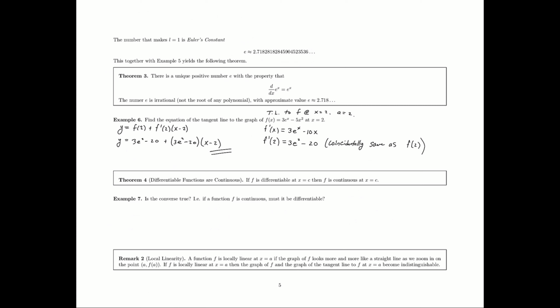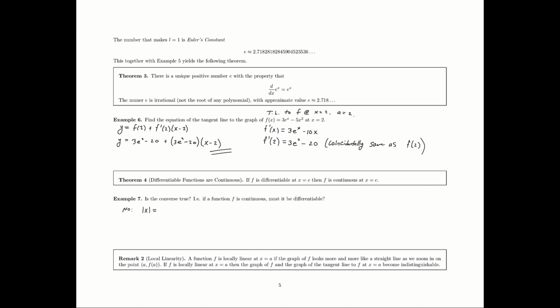All right, example 7 is talking about this above theorem here. If a function is differentiable at a certain location, then that function must be continuous there. But is it true in the opposite order? So if a function is continuous, must it be differentiable? The answer is no. A counterexample here would be the absolute value of x.